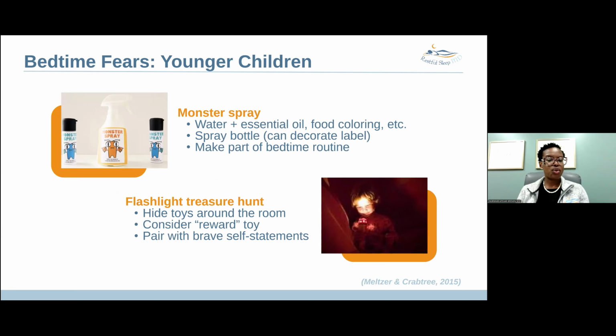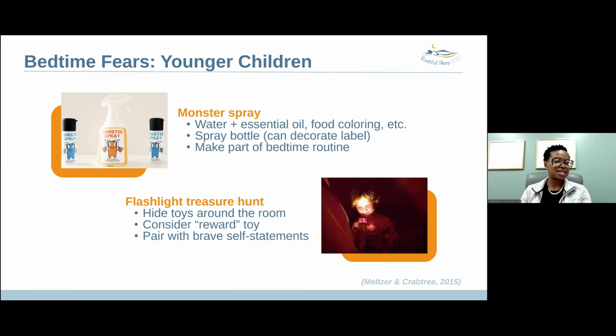Okay, so talking about bedtime fears, right? You might have a child who's truly scared. They're scared about a monster. They're scared about this, that, and the other. You could use a monster spray, I would say up until they're about 5 or so. After that, you've got to let them know there's no monster, right? And with that, it's so simple.